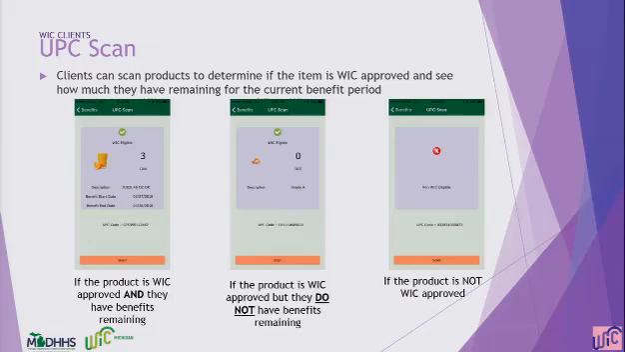Next, there is the display when the product is WIC approved but the client does not have the benefit. This could be the case if the client has redeemed all of this benefit for the current period or if the product was not included in their food package. Please note it is still a WIC approved item, so the top of the screen will still display WIC eligible, but the quantity remaining will be 0 and no benefit period information will be displayed.